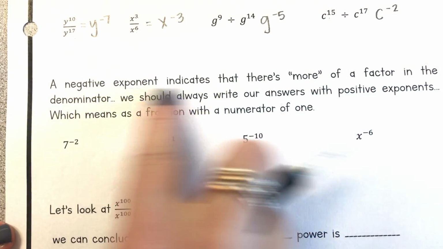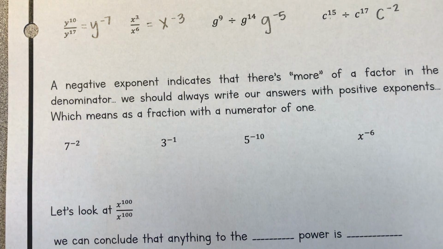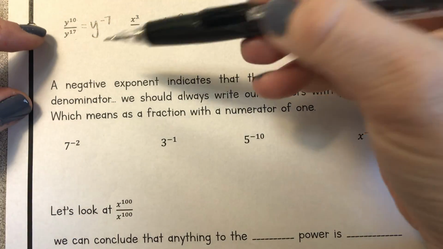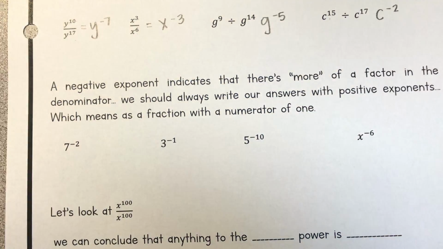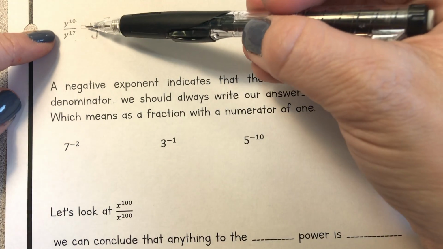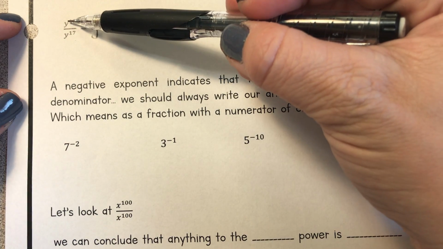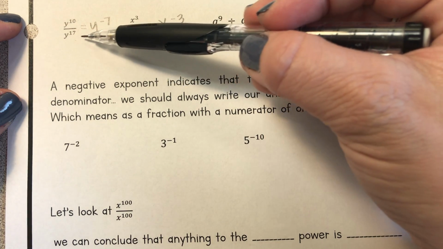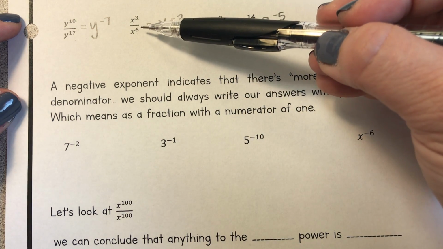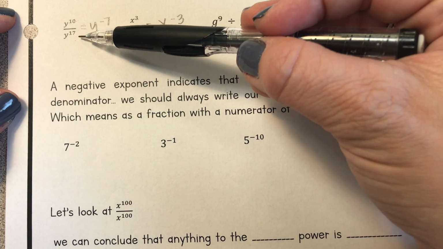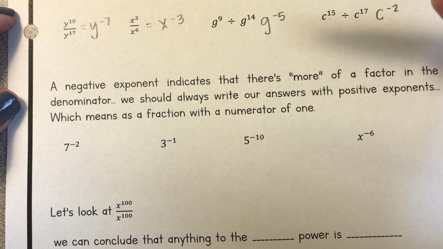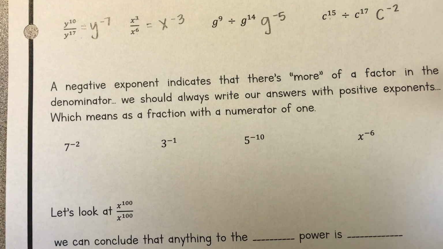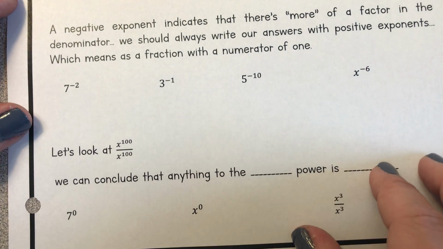So then down here it says a negative exponent indicates that there's more of a factor in the denominator, right? If we looked at this, this is a negative because 10 minus 17, if I were to write it out, I would have y times y times y 10 times on the top, but 17 times in the denominator. So it means that there's more of my factor in the denominator. And so we always want to write our answers with positive exponents.